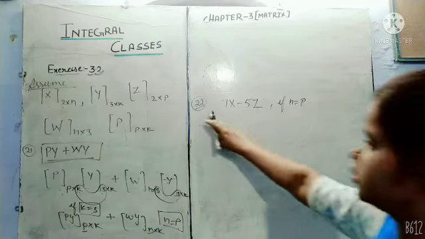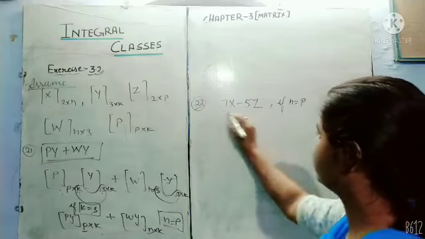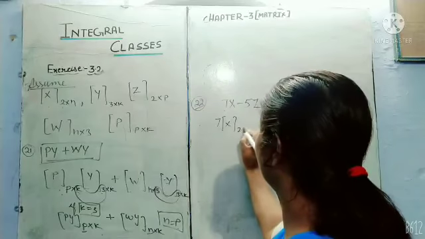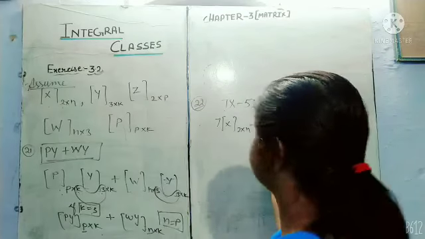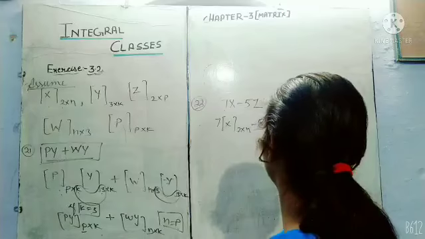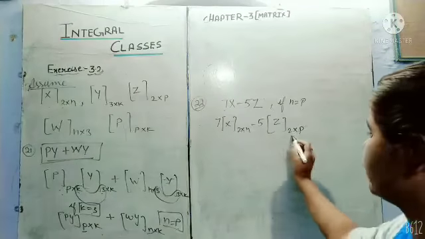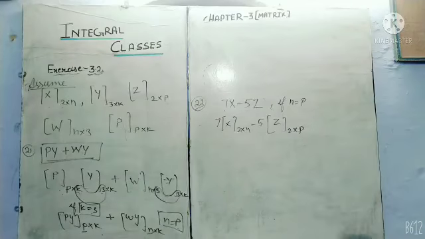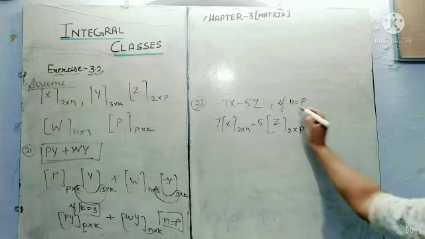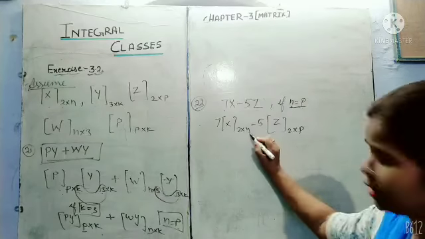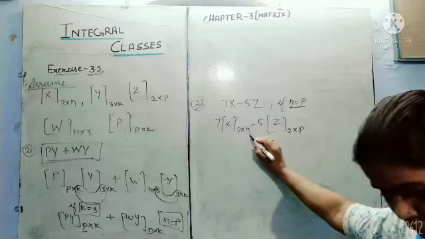Now in question number 22, we have been given this equation. So student, 7x has order 2 into n and Z has order 2 into P. So when we solve them, how can we solve them here? The condition given is n equal to P. N equal to P. So we have to write here, suppose n equal to P.